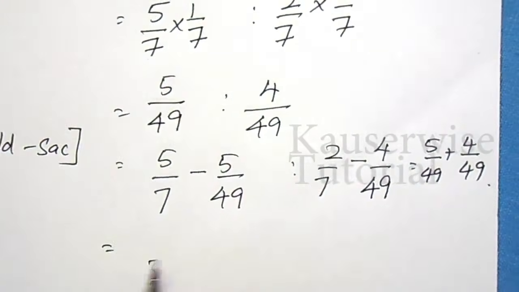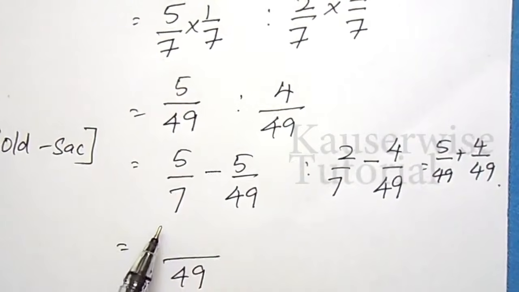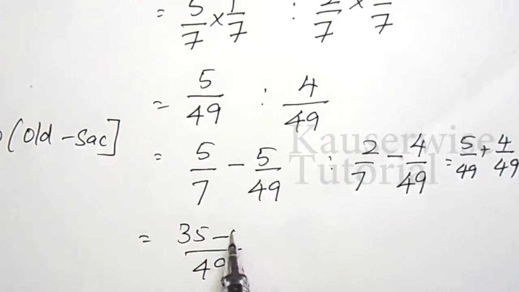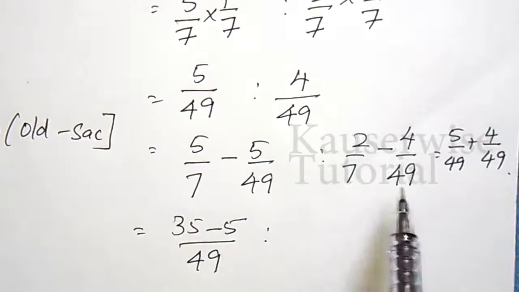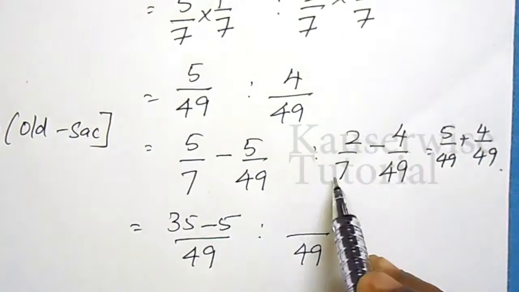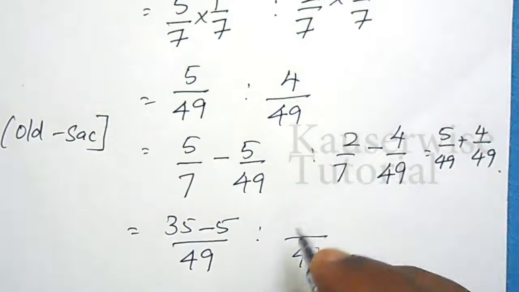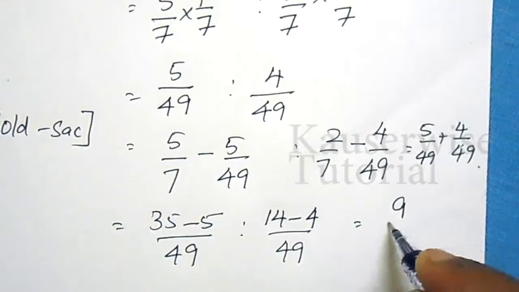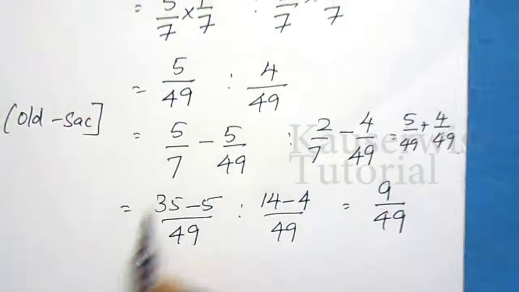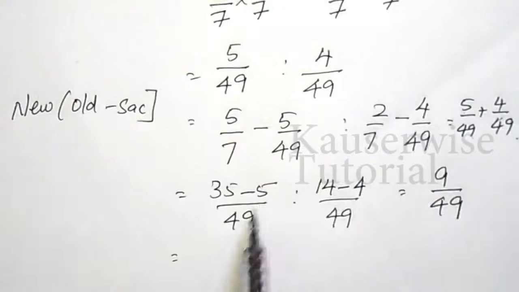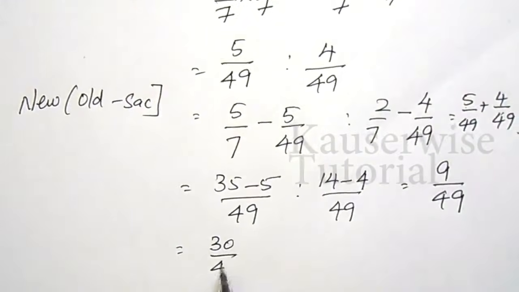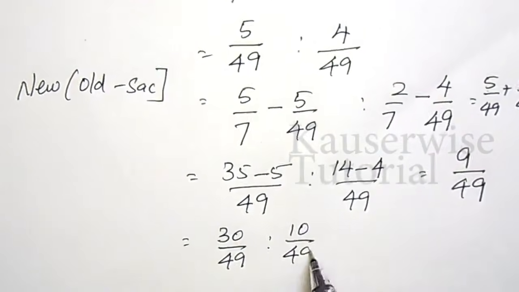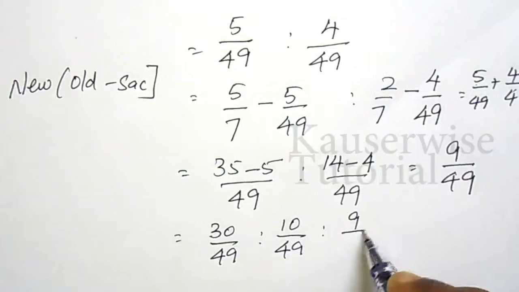Now take the LCM, 49. 7 sevens are 49. So 7 into 5, 35. 35 minus 5. Here also take LCM, 49. 7 sevens are 49. So 7 into 2, 14. 5 plus 4, 9. 9 by 49. So 35 minus 5, 30. 30 by 49 is to 14 minus 4, 10. 10 by 49 is to 9 by 49.